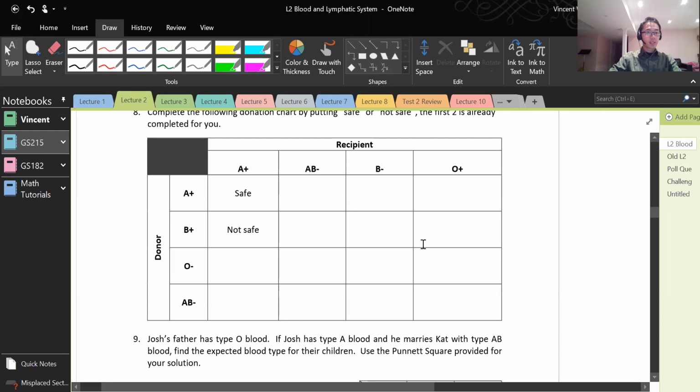Okay, so find out which one is safe, which one is not safe. You're taking this blood and then you're giving it to the recipient shown here. So you have to tell me whether it is safe or not safe.